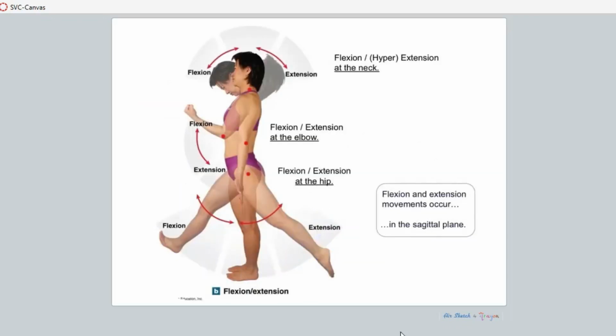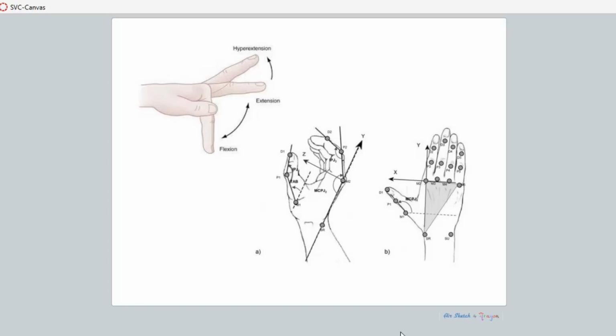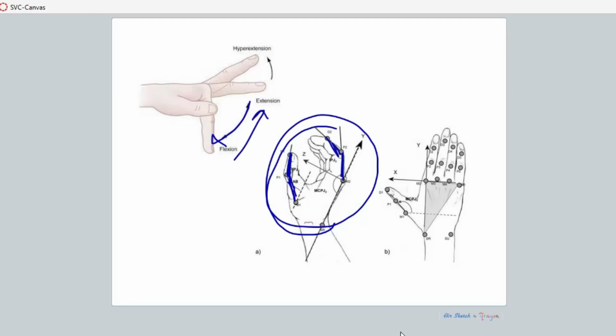Something I want to point out here is all of these flexion and extension motions have something in common. Look at all these motions here. What these all have in common is they're all moving in the sagittal plane. If I was in front of you, I'd be moving all these joints in the sagittal plane so you could see this. Here we go again at the fingers: flexion, flexion, flexion, okay, flexion, extension, hyperextension.